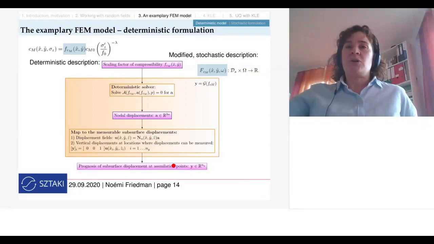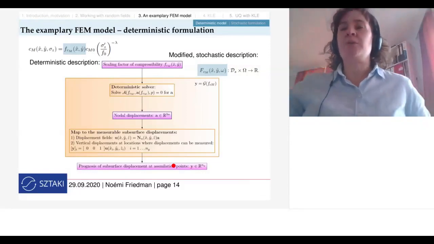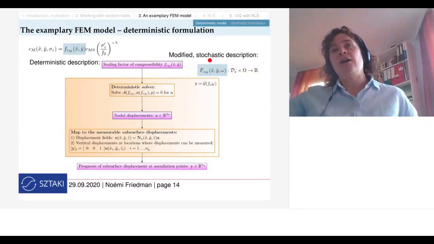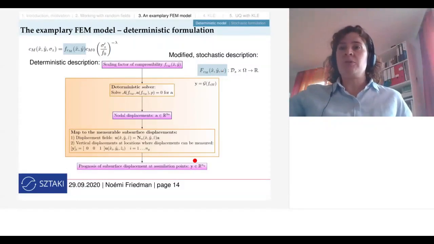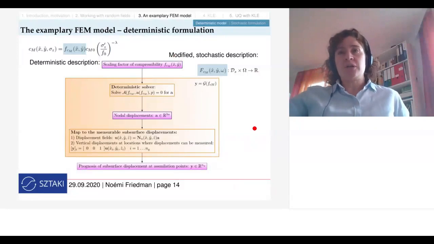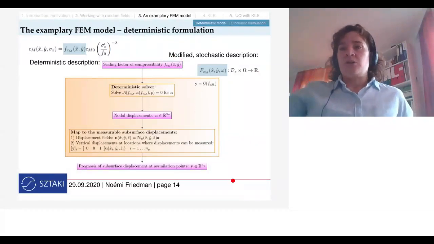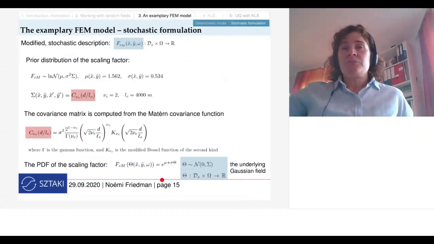And then in the next part of the presentation, we will talk about how we invert the problem when we have the measurement of this observable. How can we use these measurements to shrink, or reduce, our uncertainties of the scaling factor? So this is our task now.